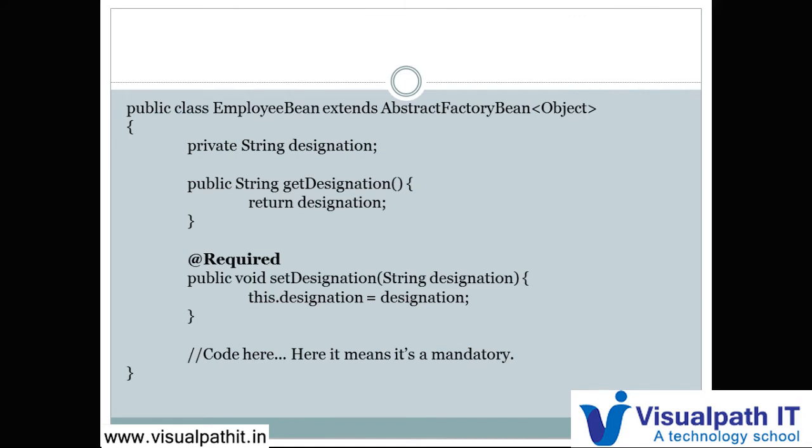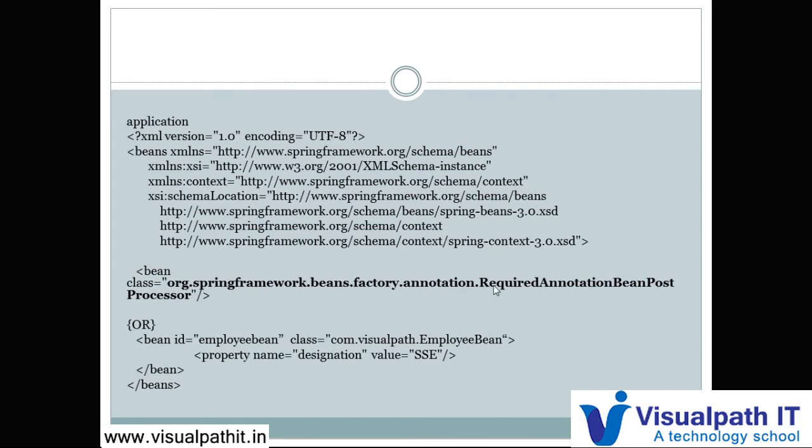So @Required is on a setter level. Setter level means this is the setDesignation method. We can have any method here based on our requirement. So simply using this @Required annotation here doesn't mean that there is enforcement of the property checking. We also need the RequiredAnnotationBeanPostProcessor.